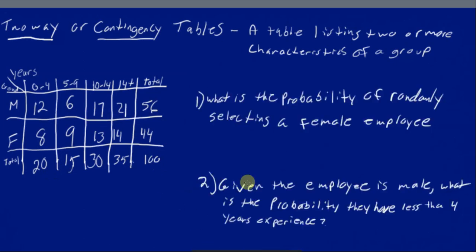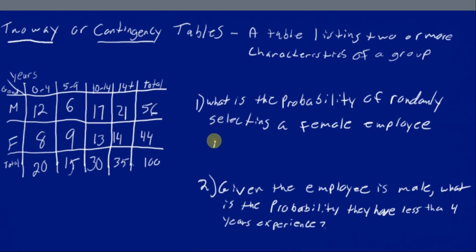All right, so the first problem: what is the probability of randomly selecting a female employee? There's no condition on this, so it's just the probability of a female. Out of how many? This is the total, so that's 100 employees. What's the probability of a female? Look over here, so it's 44 out of 100. Of course, you have to reduce that, so that's going to be 22 out of 50, or 11 out of 25.